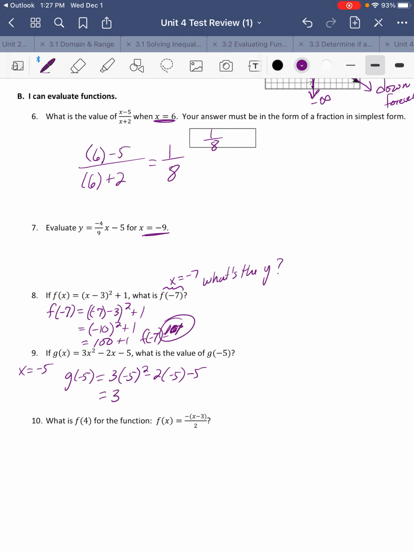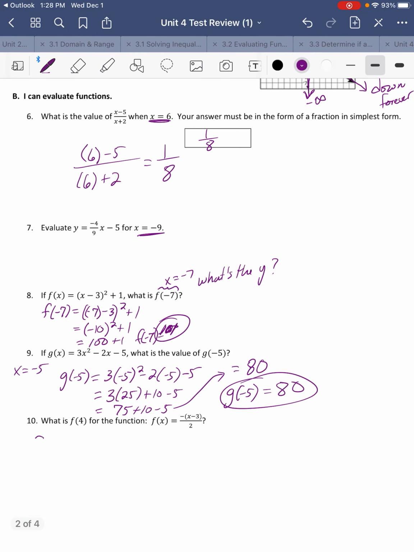So we have order of operations. We have -5 squared is 25, positive 25. -2 times -5 is a positive 10. 3 times 25 is 75. Let's carry this over. 75 plus 10 is 85, minus 5 is 80. So when the x value is -5, the y value, so g of -5, equals 80.